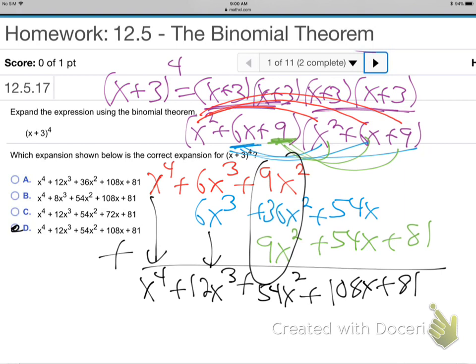But I wouldn't want to do it if it was much bigger than fourth. If it was like seventh or eighth or tenth power, it would be horrible to do it by hand. Let's use the binomial theorem now. Let me show you how to do the binomial theorem, and we'll get the same answer.